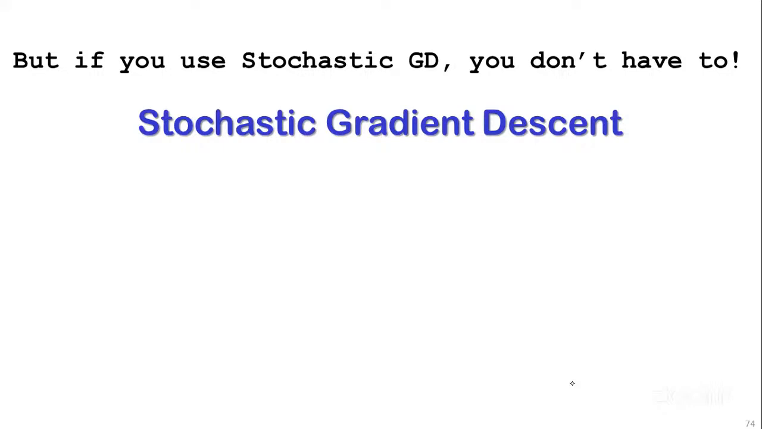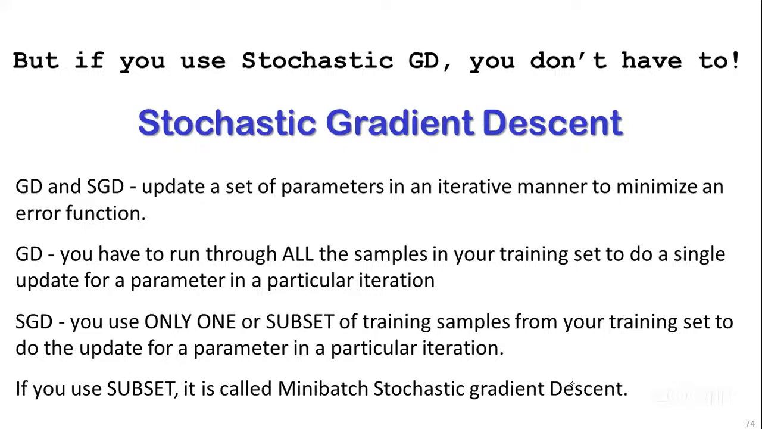SGD. But what is there? I'm going to tell you about a couple of things here. Gradient descent and stochastic gradient descent update the set of parameters in an iterative manner to minimize the cost function. They are doing the same thing, but what is the difference? There, for each pass, you are giving your network those 3 million samples. In stochastic gradient descent, you will not do that.